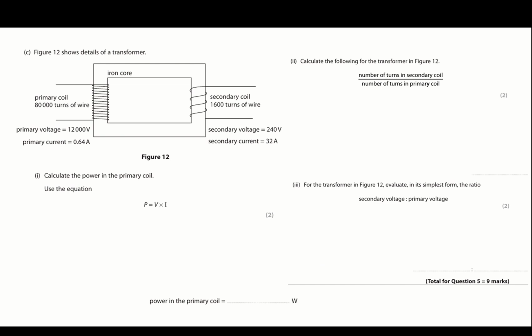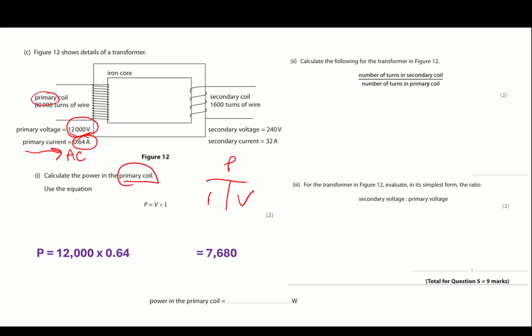Right, now we've got a transformer, and it says calculate the power in the primary coil, and we can see that's this one here. So this is the input alternating current. Use the equation P equals V times I, so that's our IP. So we've just got to find those values, check they're in the right units. So voltage is in volts, perfect. Current is in amps, perfect. Just got to multiply those two things together. Comes to 7680 watts or joules per second.